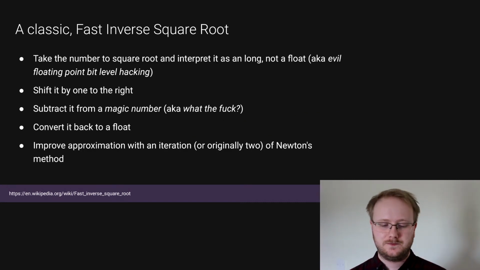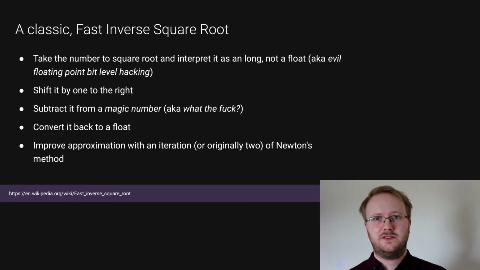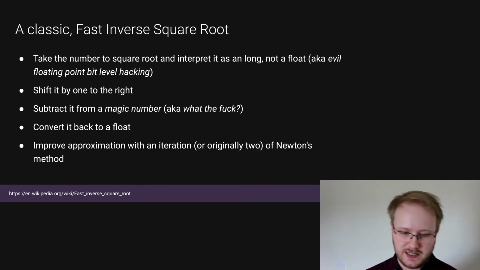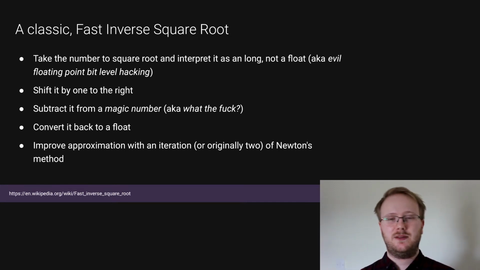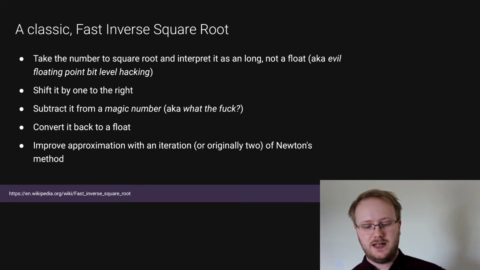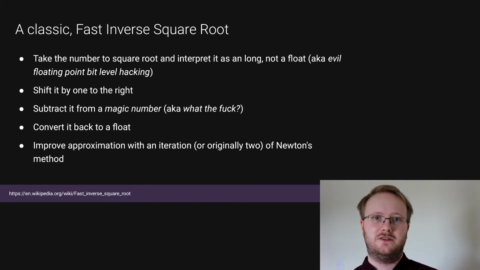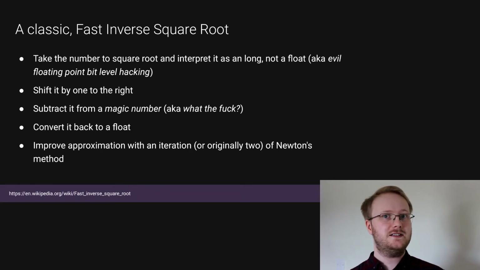So let's actually have a look at what it does. It takes the number to square root and interprets it as a long, not as a float, as it actually is, aka the evil bit level hacking. Then it shifts it by 1 to the right. Then it subtracts it from a magic number, which is important but is too complicated to explain here, aka the line, "What the fuck?" And then it converts it back to a float. It then improves the approximation it's produced by doing 1, or originally 2 it seems, based upon the commented out code, iterations of Newton's method, and then it's done.